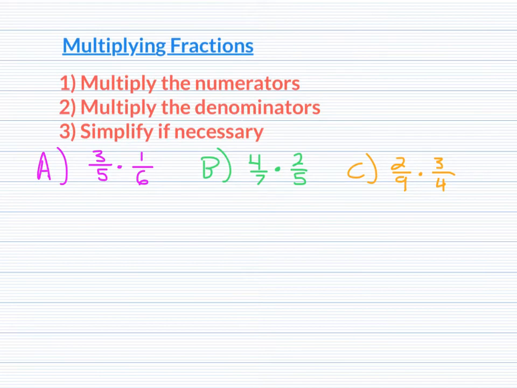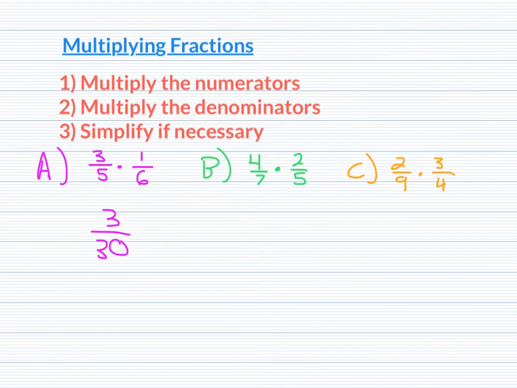Example A, we have 3/5 times 1/6. So the first step is we multiply our numerators. 3 times 1 gives us 3. And then we multiply our denominators. 5 times 6 is 30. 3 over 30. And now our third step, simplify if necessary.